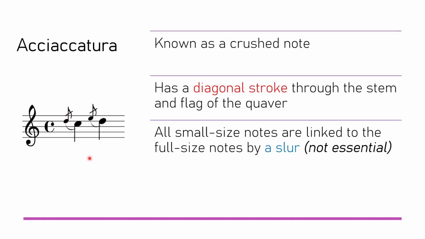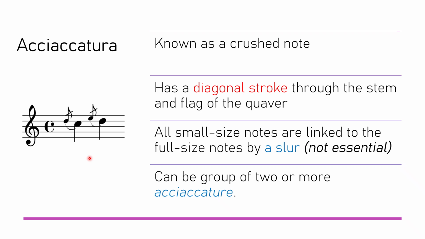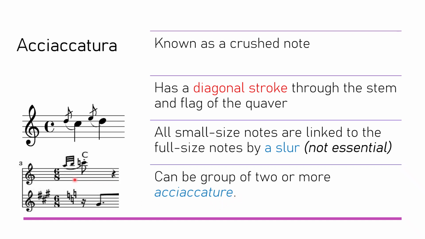One last thing I want to talk about regarding the acciaccatura is that we can have a group of two or more. In that case, it's no longer acciaccatura, it's acciaccature. You could see the spelling has changed now since it's plural. So this is what I mean. You could see we have two acciaccature linked to a full-size note. Those are just the simple basic facts I want you to know about the acciaccatura.